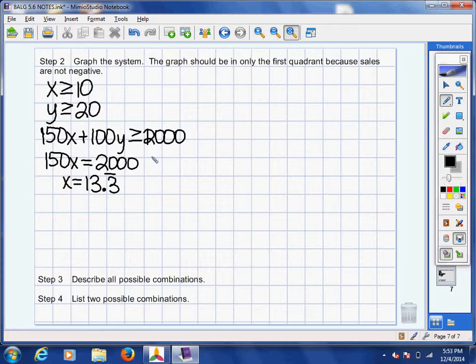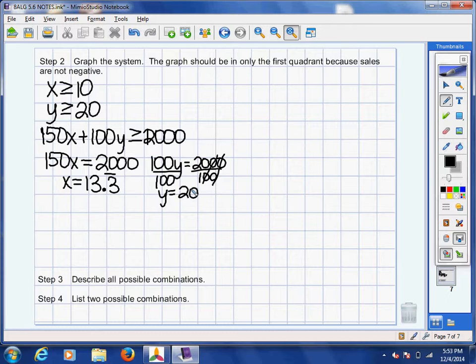And then do the same thing, cover up the x and solve for y. Okay, that looks great. Divide by 100. And it looks like y is 20. Okay, so perfect. That works out really good. We need that information, so that's going to really help us when we set this up.